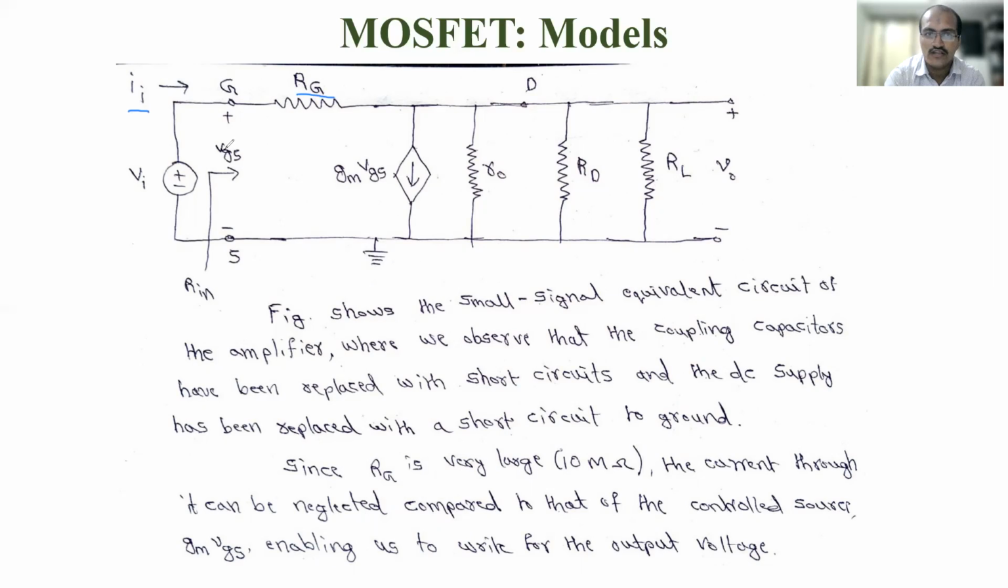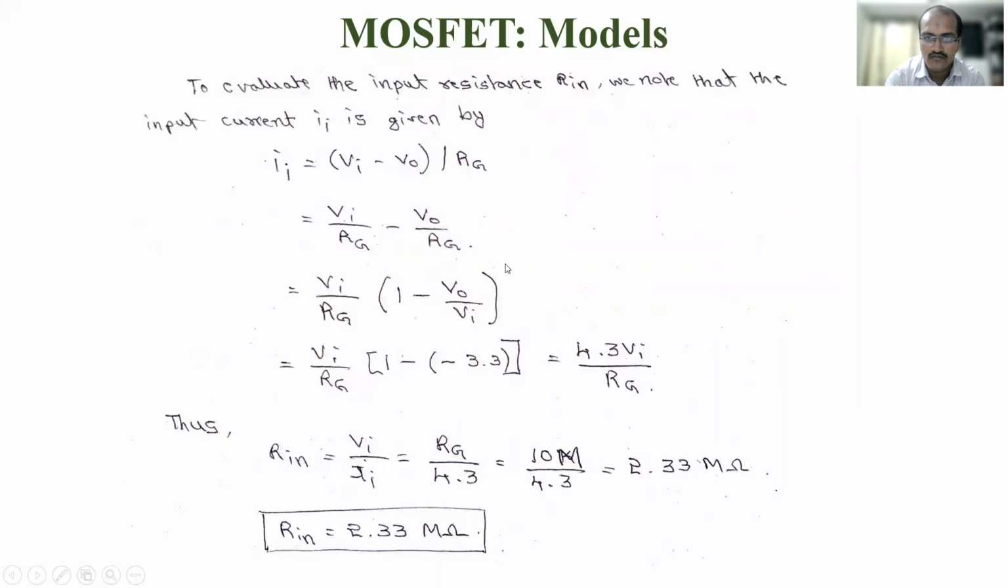Like a node voltage, right? At the node G the value is Vi, and at D the value is V0. You know that in a parallel connection, the voltage across the element is the same. That's why it is V naught. So Vi minus V naught divided by the resistance will give you the input current. That expression only I have written there. I hope you get it. So this is what I have written: Vi minus V naught by Rg.